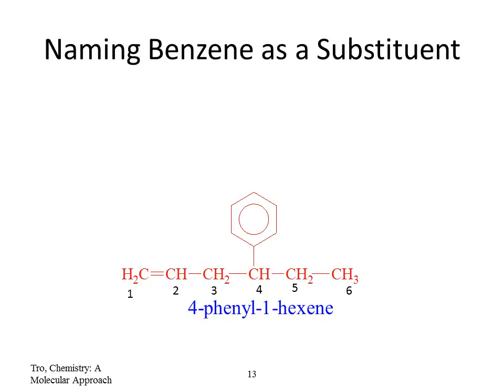Okay, so the main part is the carbon chain. How many carbons are in the chain? Six. So it's not going to be hex, but because there's a double bond, it's going to be hexene. The double bond is at the first carbon, so we put 1-hexene. Now we have to name where the benzene is, at the 4th position. When naming benzene as a substituent, we don't say benzene, we put 4-phenyl. So when benzene is a substituent, we call it a phenyl group.